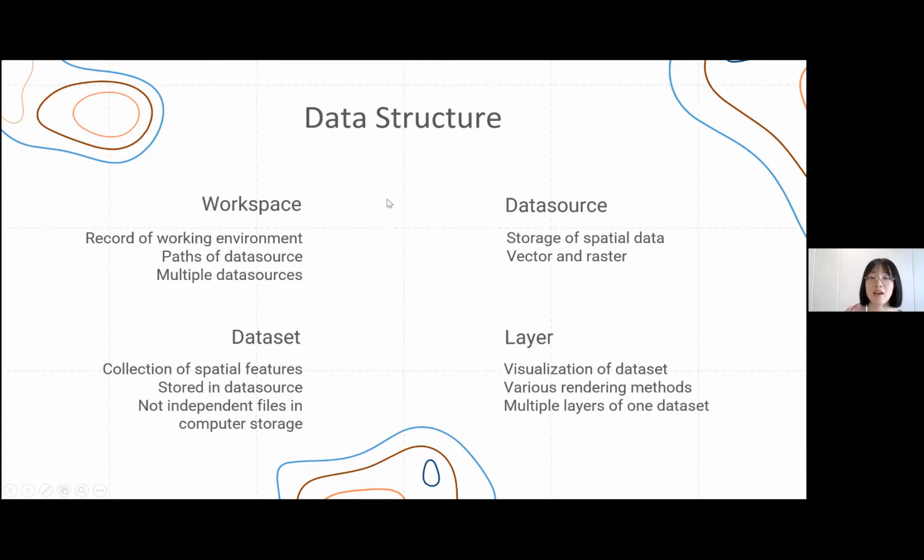And the data source is the actual storage for our spatial data. Both vector data and raster data can be saved in the same data source. That is to say, all the data involved in your project can be saved in one data source, so it's easier for you to manage them.